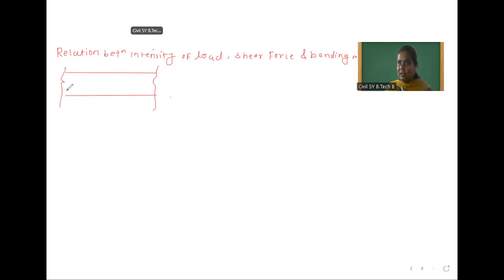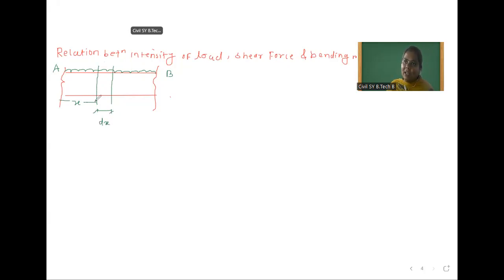We have taken one beam, and from that I will take one small section, or wedge, at x meter distance from A. Suppose this is beam AB, and in that I have taken one small section at x meter distance from point A. On that beam a uniformly distributed load is applied, and the width of this section we will call dx.